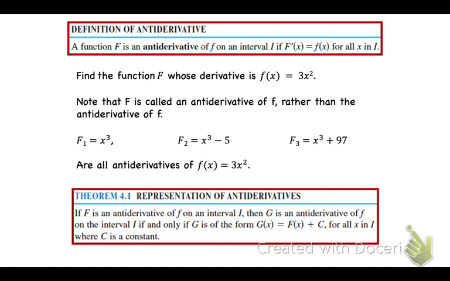Nothing changed except that bottom one popped up. Representation, we just went over it. What do we put on everyone? Plus C. So that would be the derivative. This would be the antiderivative. So you go back and then plus c.